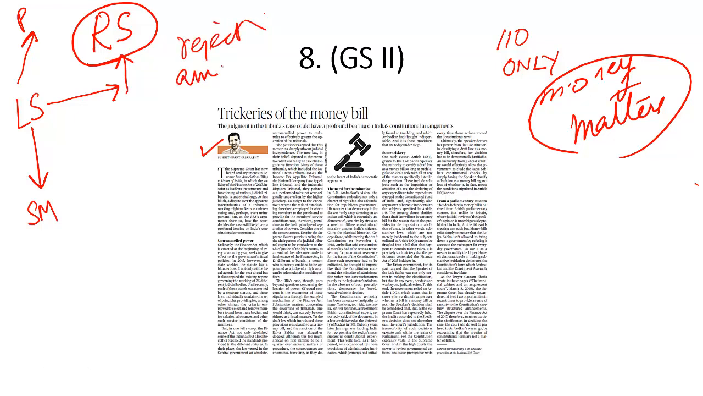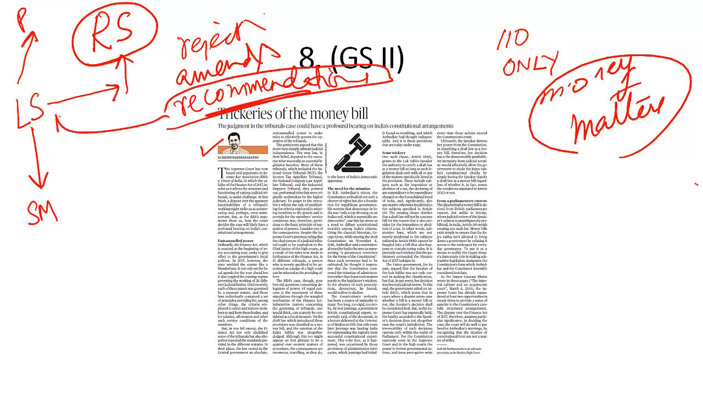Rajya Sabha cannot amend a money bill. Rajya Sabha can only recommend some suggestions or recommendations to a money bill. But if these recommendations are not acceptable to Lok Sabha, even then the bill is passed.